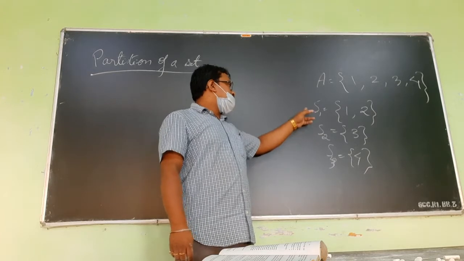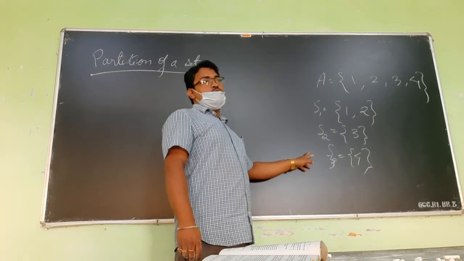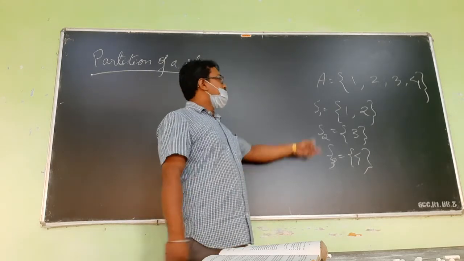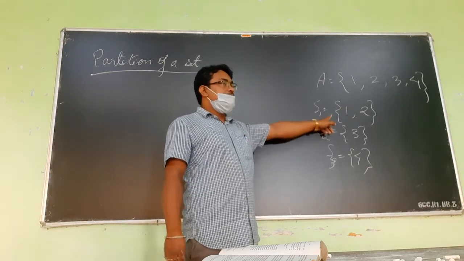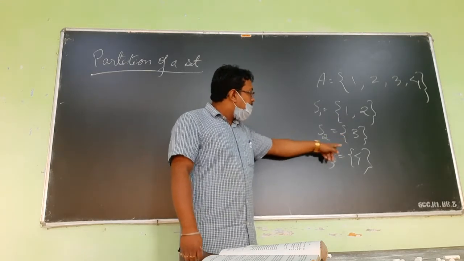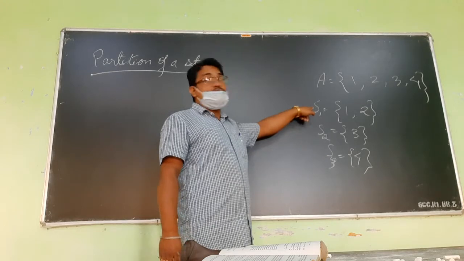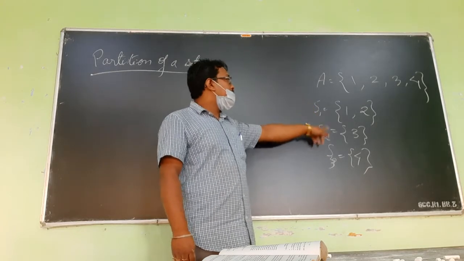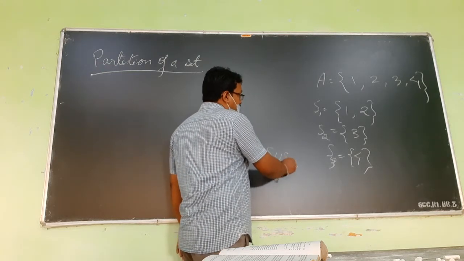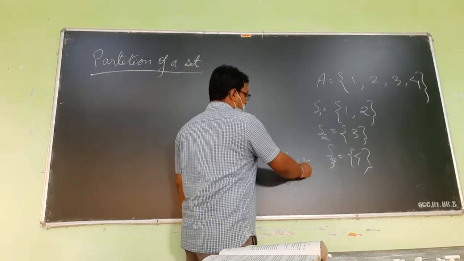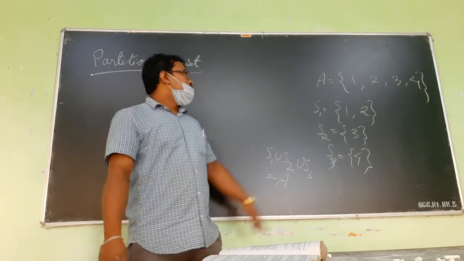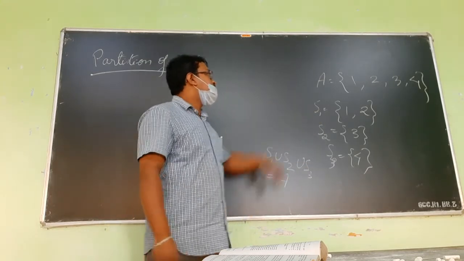A collection of subsets is said to be mutually disjoint if the intersection of any two of them is always empty. So S1 intersection S2 is empty. There is no intersection. S2 intersection S3 is also empty. S1 intersection S3 is also empty. So these are mutually disjoint. But what is their union? S1 union S2 union S3. What is this? This is the whole set. So this will be called a partition of the set {1, 2, 3}.